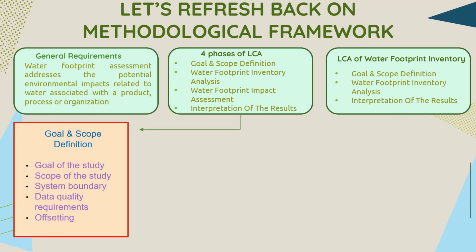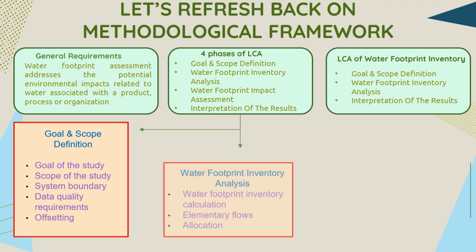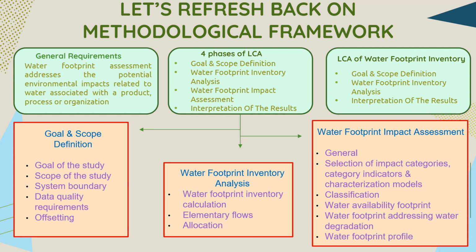For goal and scope definition, they have 5, which is goal of the study, scope of the study, system boundary, data quality requirement, and offsetting. While for water footprint inventory analysis, we have 3 parts, which is water footprint inventory calculation, elementary flows, and allocation. So next is water footprint impact assessment, which is general, selection of impact categories, category indicators, and also characterization model. Classification, water availability footprint, water footprint addressing water degradation, and lastly is water footprint profile.